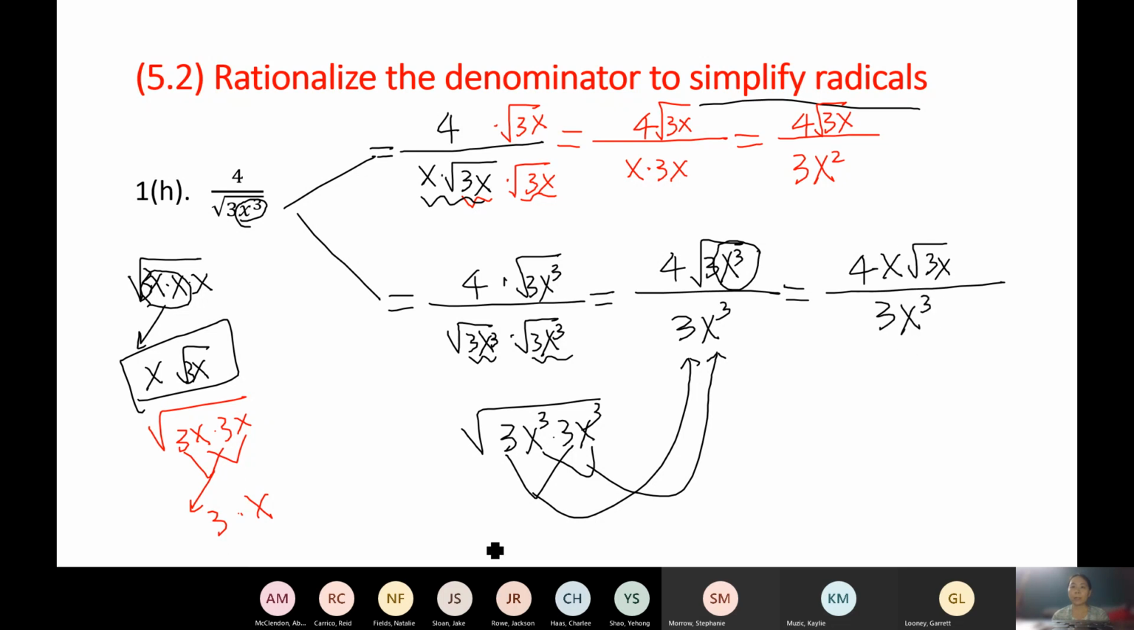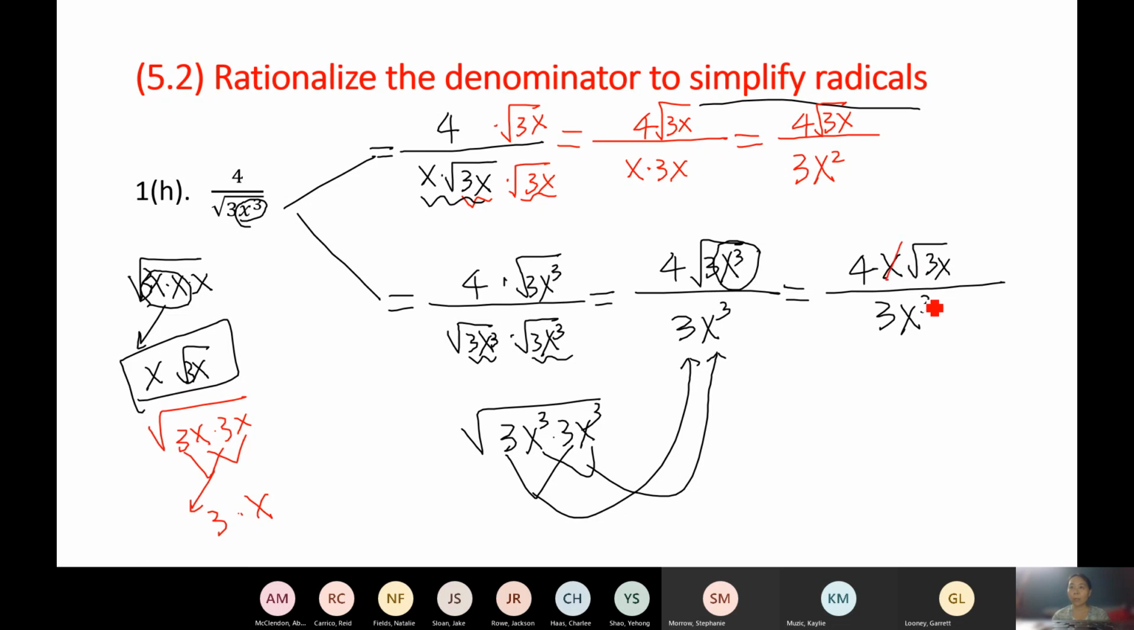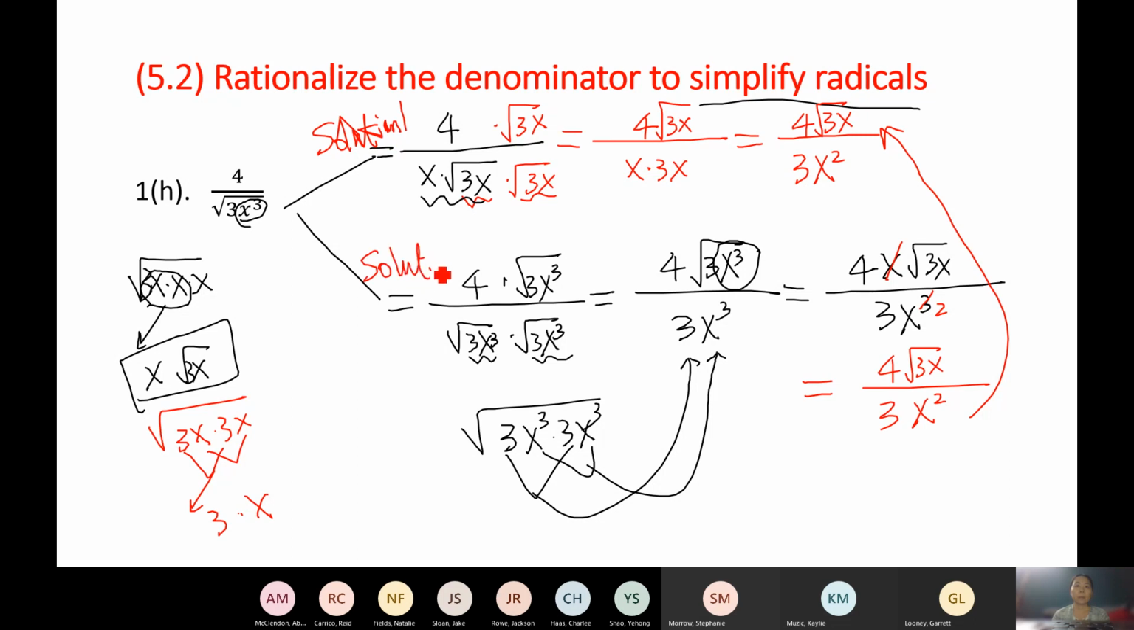And notice there's an x in the denominator. They have a common factor x, and you cancel one of them. So the final answer should be 4 radical 3x over 3x squared. So as you can see, we get the same answer. Okay, but I think the first way, solution 1, is easier. All right, questions?